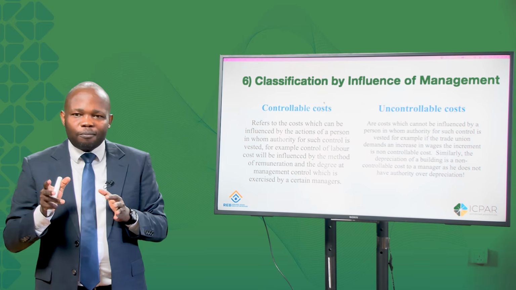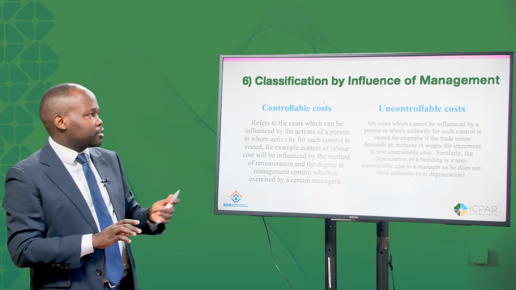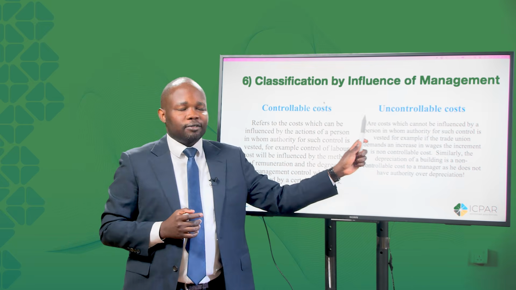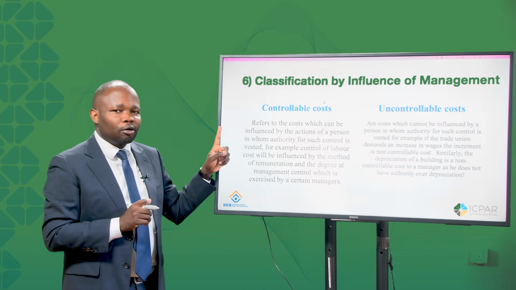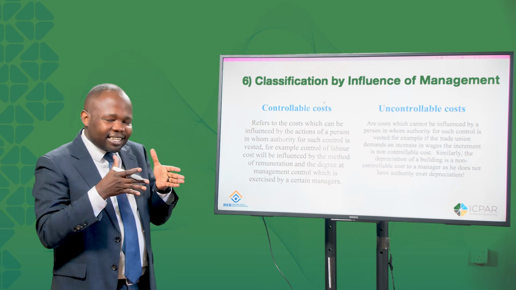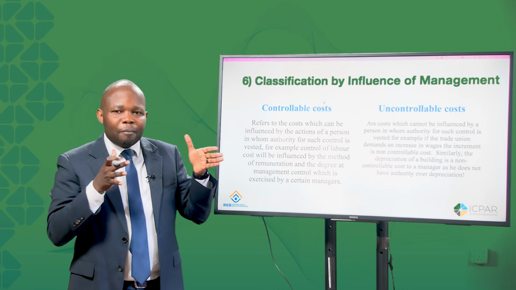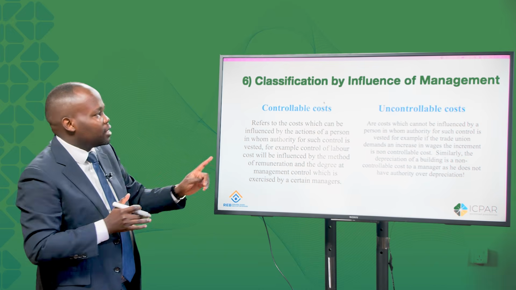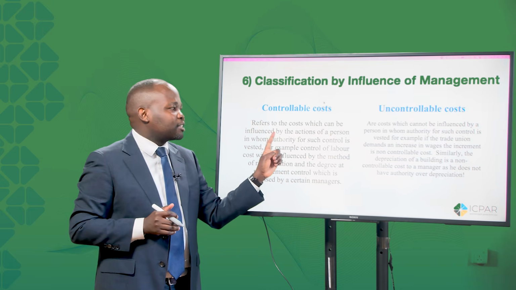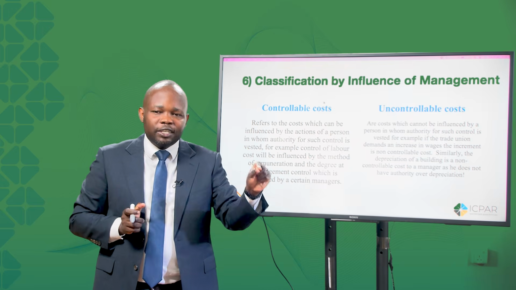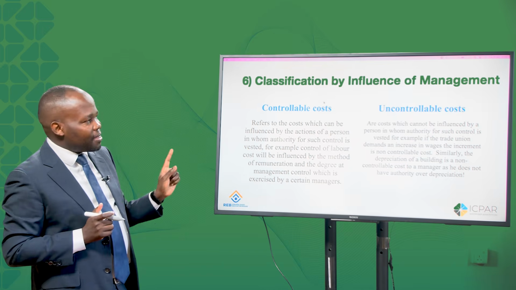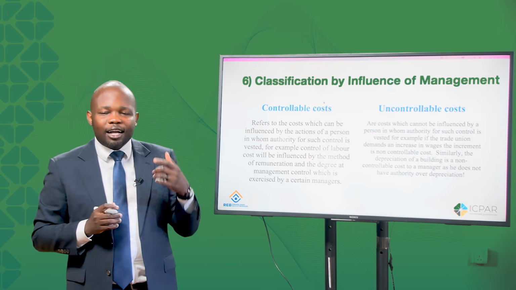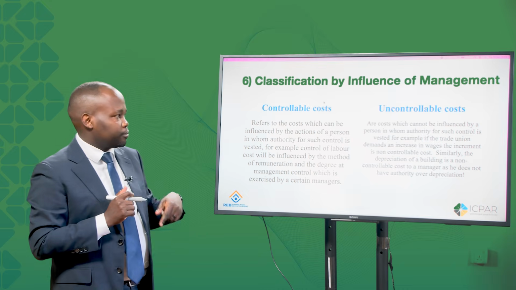The sixth way to classify costs is by influence of management. Under influence of management, we have two types of costs: controllable costs and uncontrollable costs. Controllable costs are costs that are within the influence of a certain manager. They can be managed by a certain person. It refers to costs which can be influenced by the actions of an individual manager. On the other hand, uncontrollable costs are costs that cannot be influenced by the actions of a certain manager.